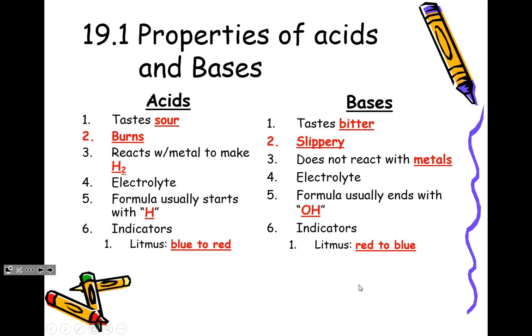So if you have litmus absorbed on paper and it's in a slightly acidic environment, it will start out red. We'll put it in a base and it will turn blue. So the best way to tell if you've got an acid or base is to use red and blue litmus paper side by side. If you put them in an acid, they'll both end up red.